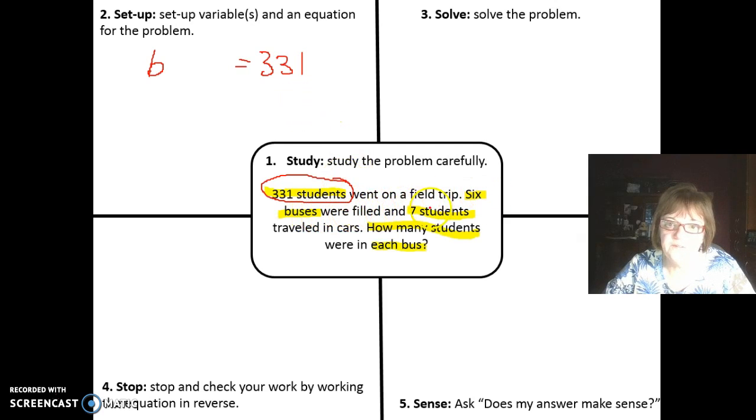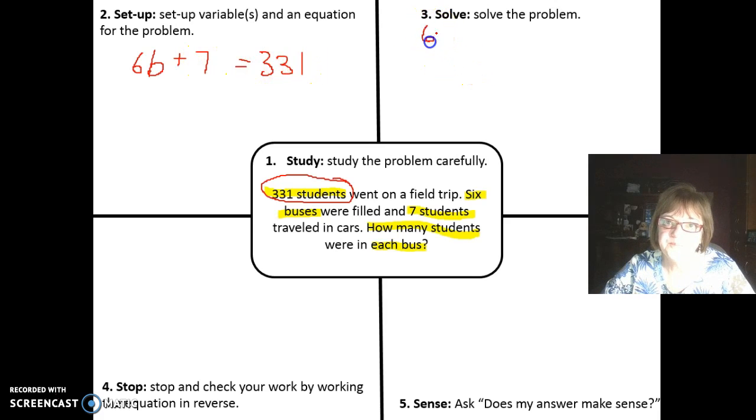6 buses were filled. So we don't know how many were on a bus, but we know there were 6 of them. So 6 times B is how many students were on all the buses. And we know that 7 other students drove out in cars. So we know that if we add that to the 6B, that gives us the total of 331. All right, so 6B, that's 6 buses, plus 7 more students equals 331 students.